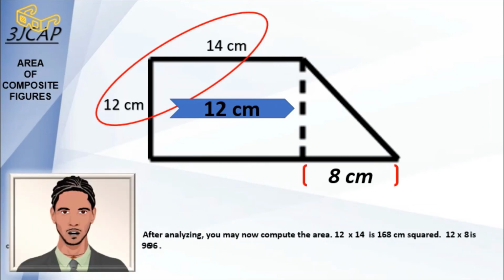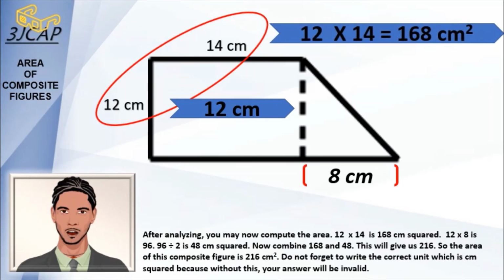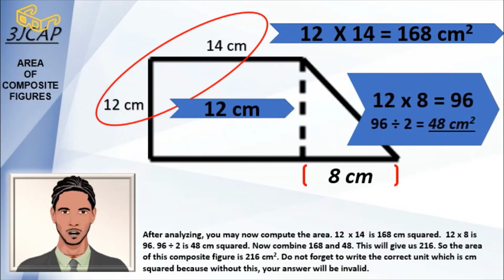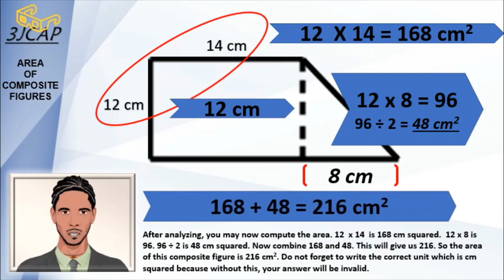After analyzing, you may now compute the area. 12 times 14 is 168 centimeters squared. 12 times 8 is 96. 96 divided by 2 is 48 centimeters squared. Now combine 168 and 48. This will give us 216. So the area of this composite figure is 216 centimeters squared.